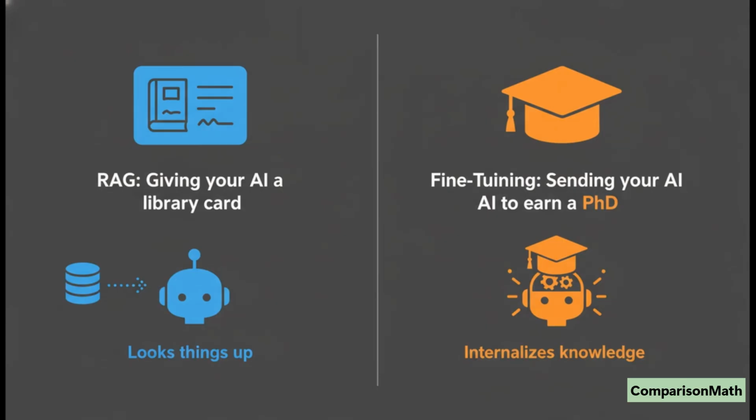So, to really get a handle on the math, we first need to understand how these two things actually work. Think of it like this. One approach is like handing your AI a library card. It can go look up anything it needs. The other is more like sending that AI to graduate school to get a PhD. So let's break down the numbers and the performance for both of these.